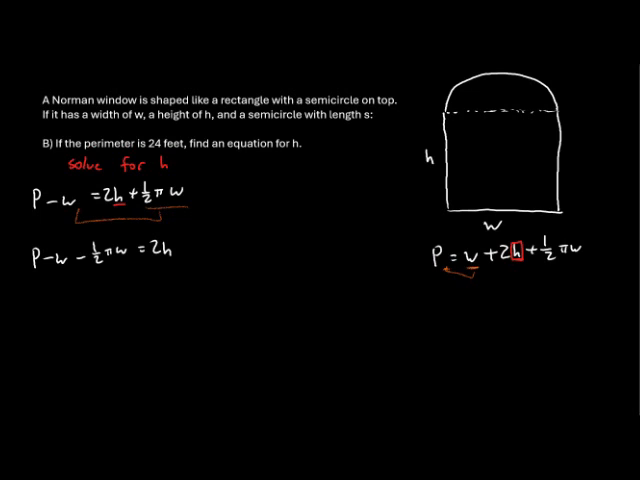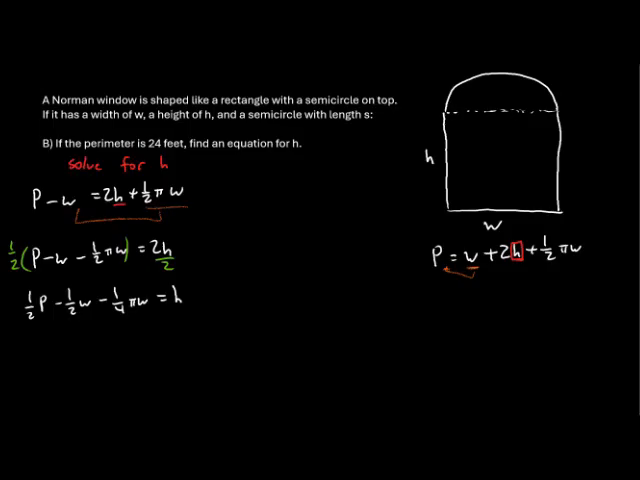Then we can divide everything by 2. If we divide everything by 2, that's the same as multiplying all of the terms by 1/2. If we multiply everything by 1/2, we now have 1/2 P minus 1/2 W minus 1/4 pi w is equal to H.